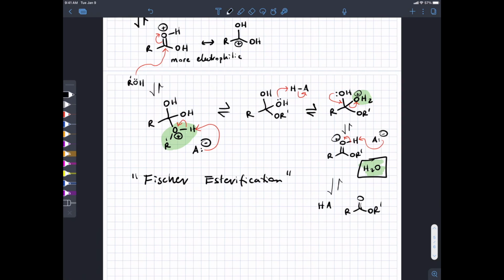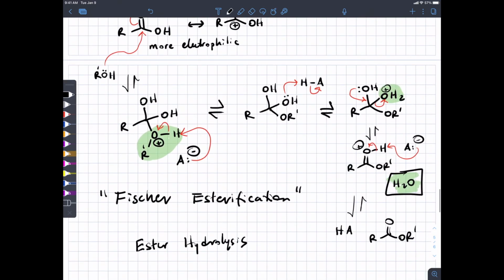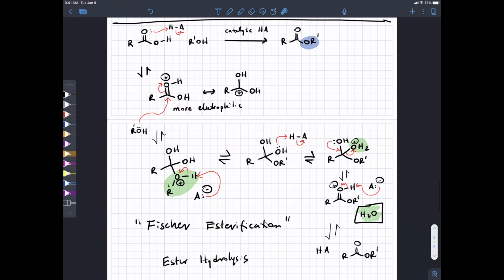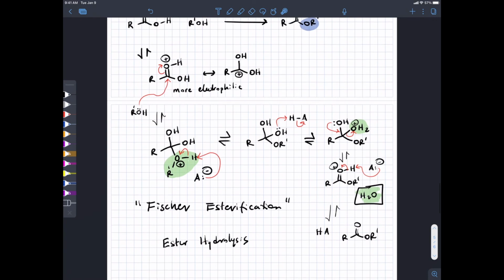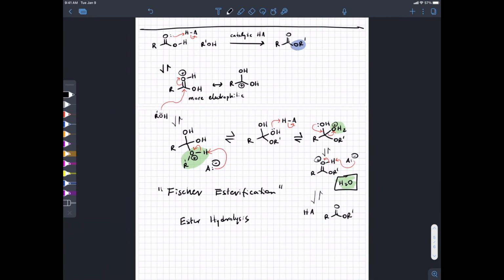Now, it turns out that we can do the reverse of this reaction. It's called ester hydrolysis. And ester hydrolysis under acidic conditions involves all of these same intermediates, only we're going to use an excess of water to take us back to the starting materials. So this is not a separate reaction to hydrolyze esters under acidic conditions, just as hydrolyzing acetals under acidic conditions was not a separate reaction. You're going to use an excess of water to generate the acid and the alcohol.